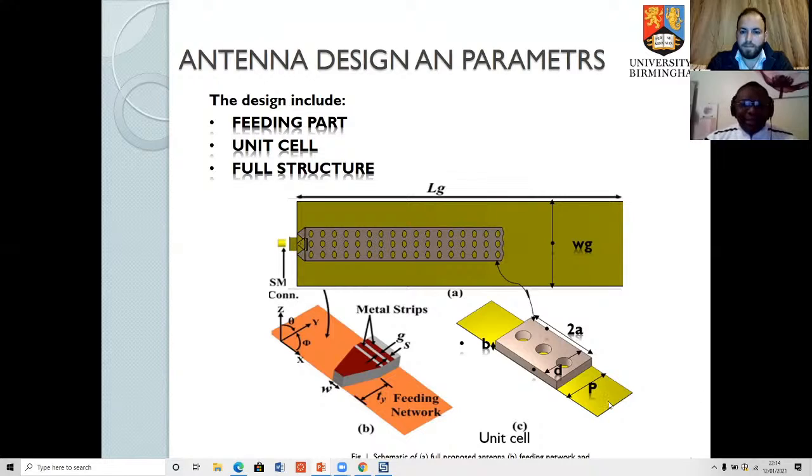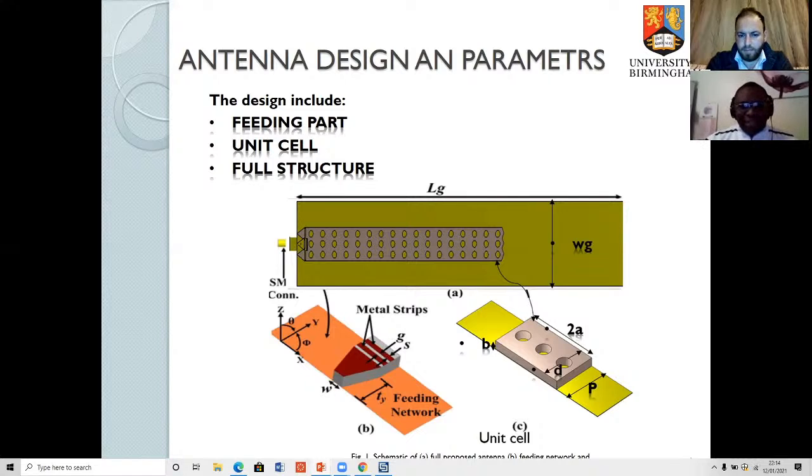One is the unit cell area. And this unit cell area has particular parameters which we'll be looking into, how this antenna was constructed. Another area we'll be looking at is the feeding part, or the feeding network, and what constitutes that feeding network to make this grating antenna very scannable.